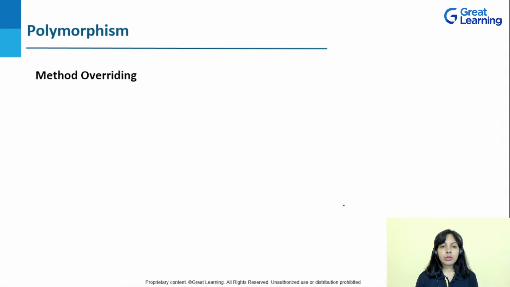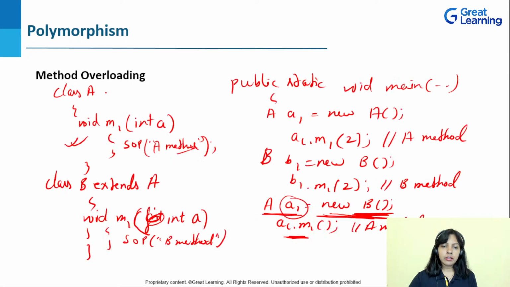So in method overriding, what happens and why is it used first of all? Method overriding is when two methods with the same name, meaning the same method signature, are defined in two different classes. If you define two methods with the same method signature in the same class, you will get a compile time error. So two methods with the same method signature but in two different classes is called method overriding. Here you see m1(int a) and m1(int a).